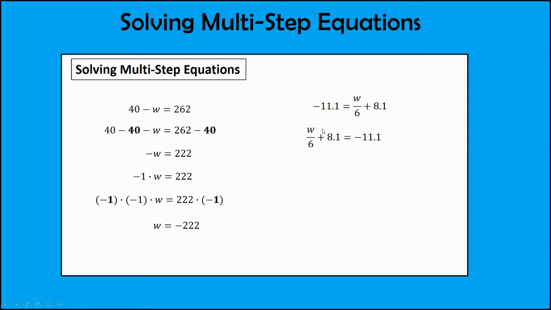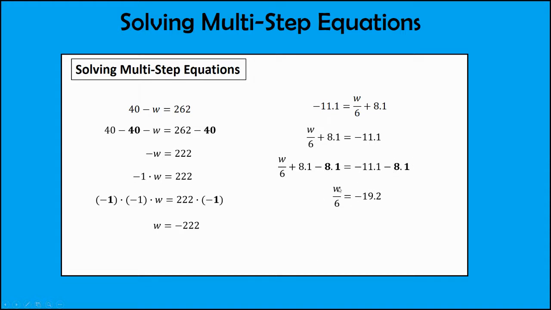Okay, again, my w over 6 is my variable term, so I want to make this become a 0 right here. So I'm going to subtract 8.1 from both sides. 8.1 minus 8.1 is 0. That's going to leave me with w over 6 over here. This is going to give me -19.2 on the right. Remember, a negative minus 8.1 becomes plus -8.1. So that's a negative plus a negative, really.